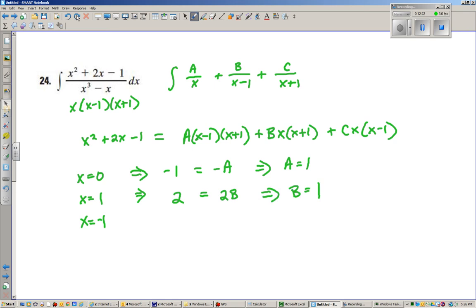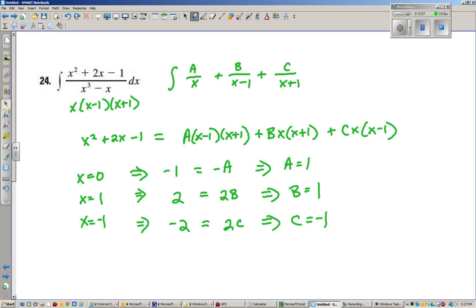And then finally, one last time, on the left side, if we put in negative 1, won't we get 1 minus 2 minus 1 more? Well, we'll get a minus 2 on that left side, and on the right side, when we put in a negative 1, the first and second terms will drop, and then we'll get what? Negative 2 times a negative 1 will be a 2c, and if negative 2 equals 2c, then of course c must be a negative 1.